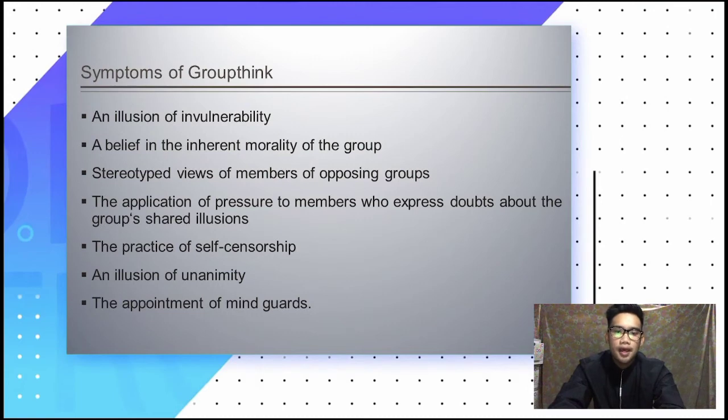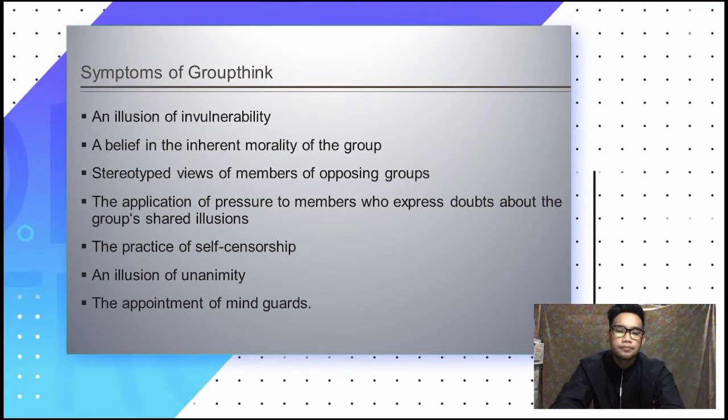Group members apply direct pressure on any member who expresses strong arguments against any of the group's stereotypes, illusions, or commitments, making clear that this type of dissent is contrary to what is expected of all loyal members.